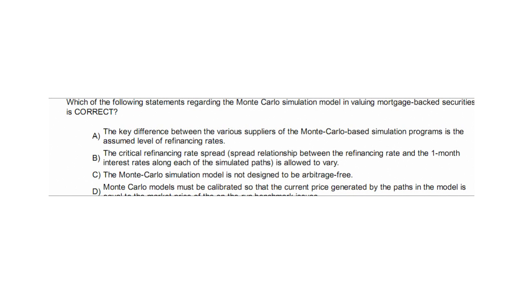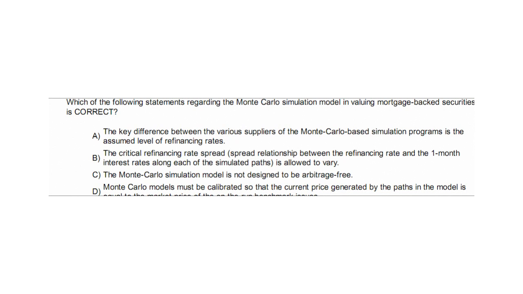D says that Monte Carlo must be calibrated. Just remember that this is the arbitrage mechanism that we saw. So this has got nothing to do with getting from the market price. Now C is our best bet, so we'll pick C, but let's look at B. The critical refinancing rate spread.